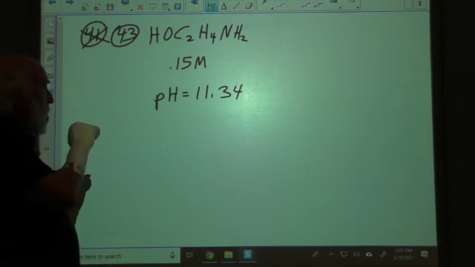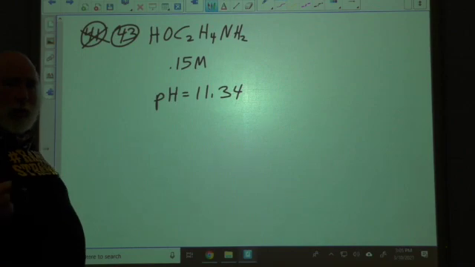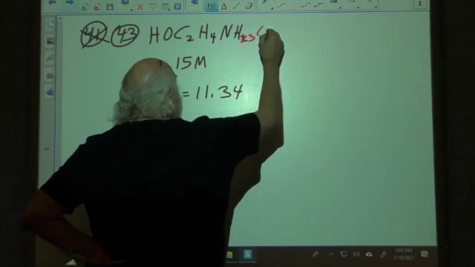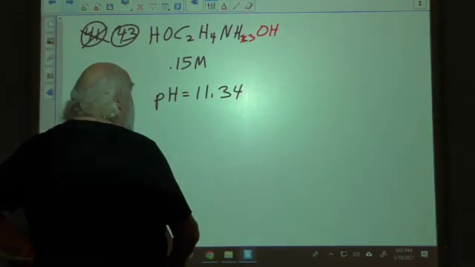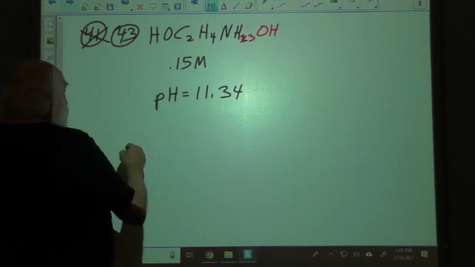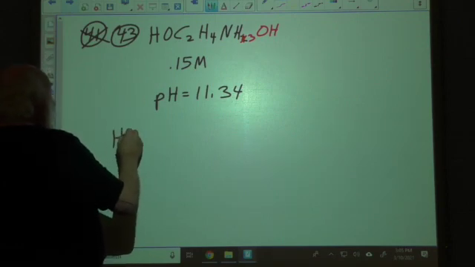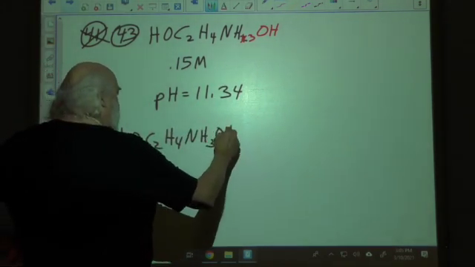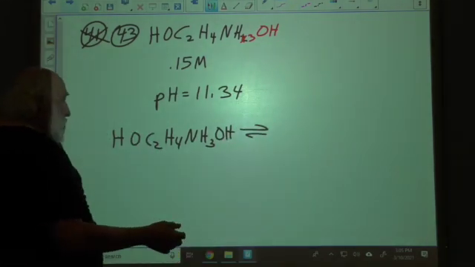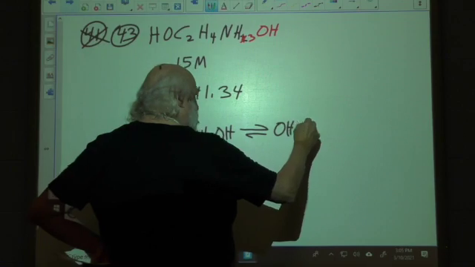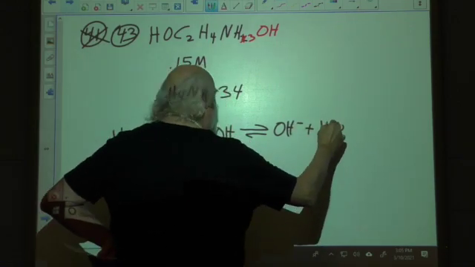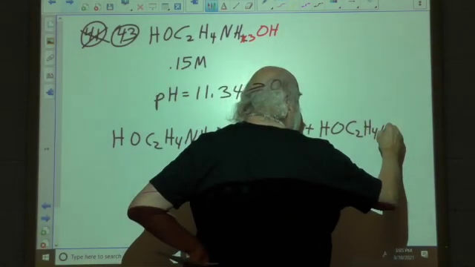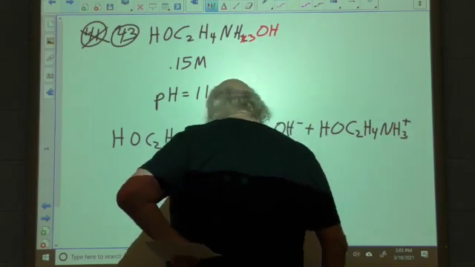So, we need to hydrolyze that, turn it into an Arrhenius base by making this a 3 and putting an OH on the end. And we added water. So, let's write this reaction down. HOC2H4NH3OH, double arrow because it's a weak base. Hydroxide comes off, plus HOC2H4NH3 positive.